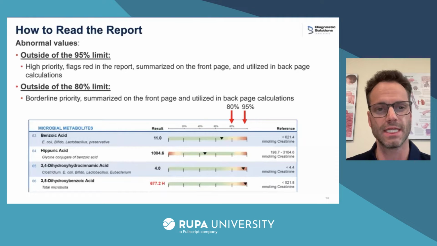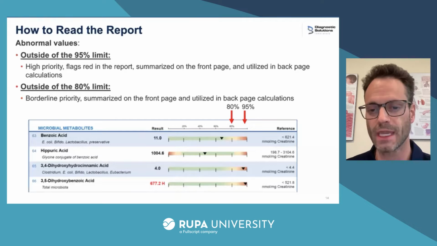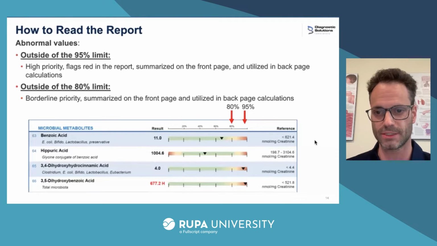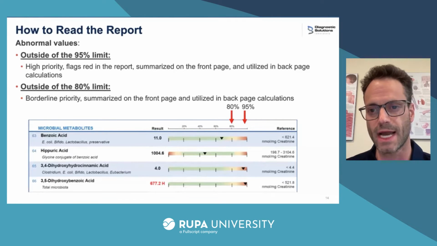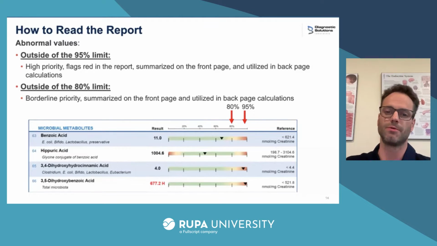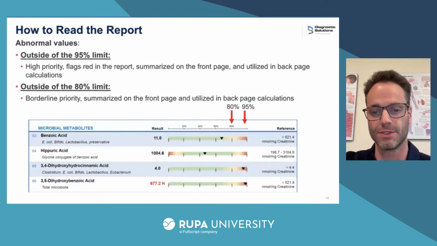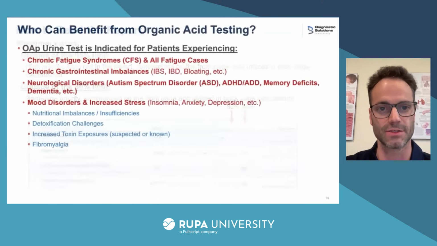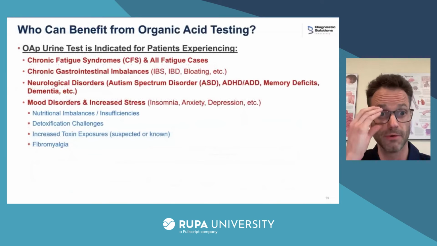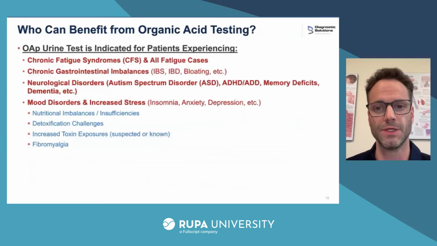And if it's outside the 80% limit, so above the 80%, it'll be in the orange or yellow. Kind of similar to a lot of tests. It's like traffic lights, right? So green, yellow, orange, borderline priority, summarized on the front page, utilized in the back page calculators. So we basically have an algorithm where it tells you what you're going to need to prescribe or not prescribe, or dietary things or other testing that you would want to consider. Of course, know your patient, interview patients, figure out what is needed for them as well from the test.